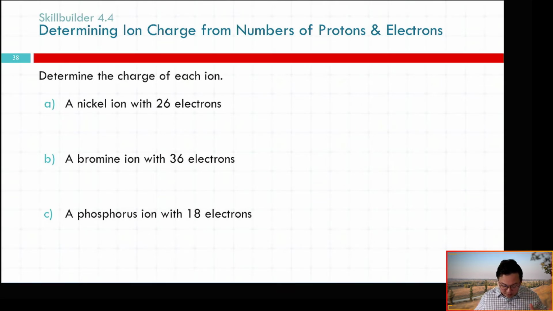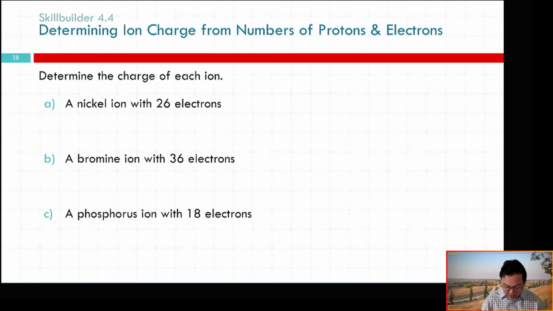I don't have a poll for this one, but we're going to do it together. We have a nickel ion with 26 electrons. First we need the atomic number for nickel. I'm going to look it up. Oh, that's not what I wanted to do. That takes way too long to transition. I know where nickel is. Nickel has an atomic number of 28, which means 28 protons. So we have 28 protons minus 26 electrons. Our charge then is going to be 2 plus.